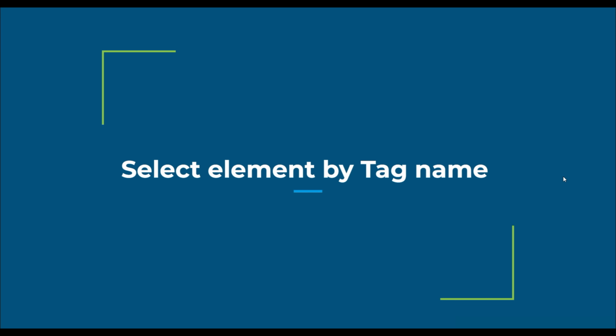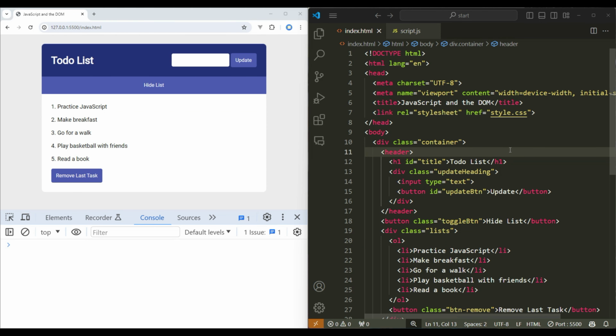In this episode, we will select elements by using the tag name. This is useful if there is no ID in an element, or if you want to select multiple elements on a page. For example, you might want to select all the list items under the UL tag. If you know the tag name, you can use document.getElementsByTagName.